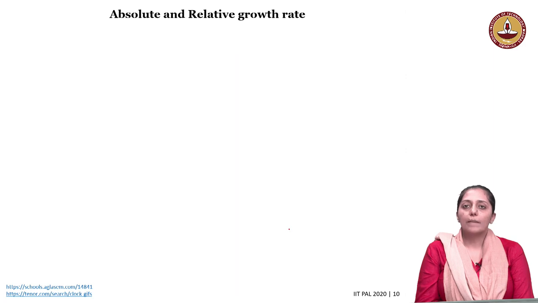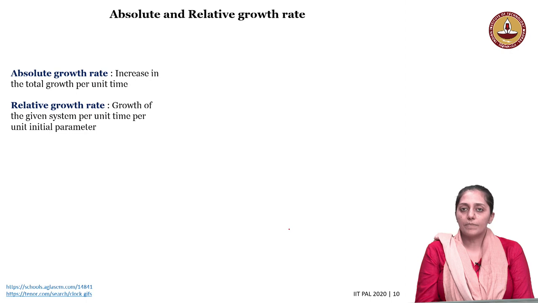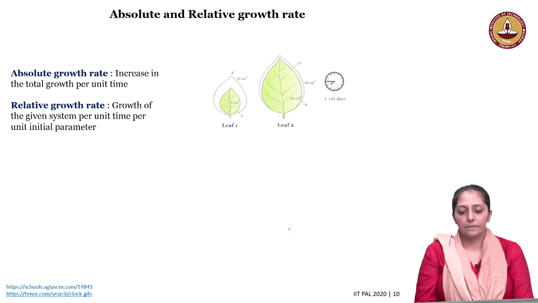Let us talk about absolute and relative growth rate. Now, what is absolute growth rate? It is the increase in the total growth of the plant per unit time, while relative growth would be growth of the given system per unit time, per unit the initial value of the parameter.